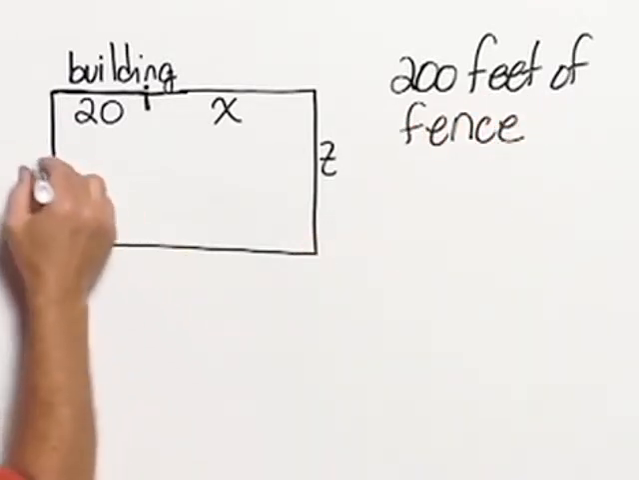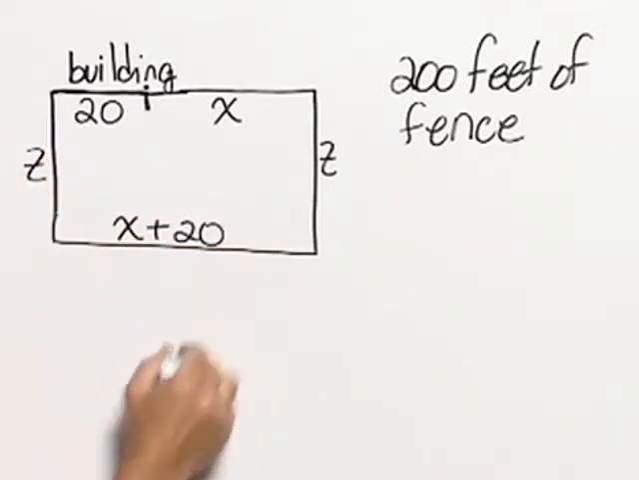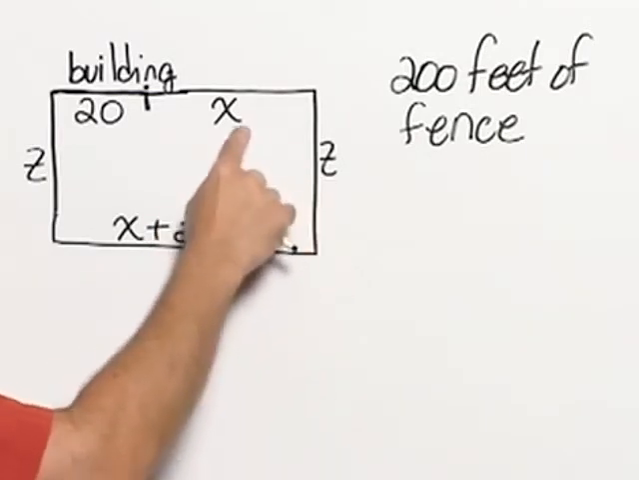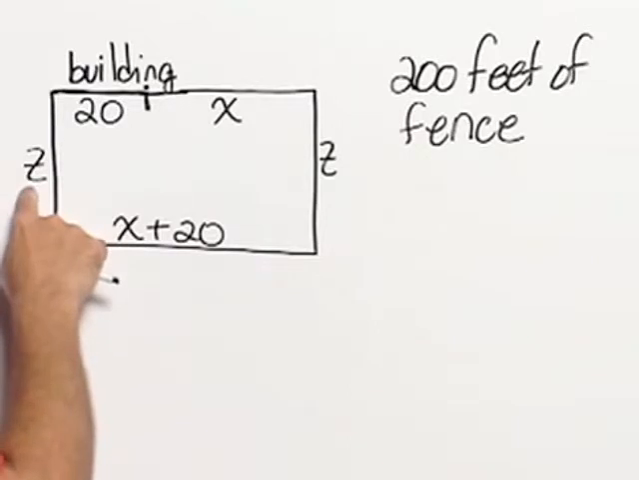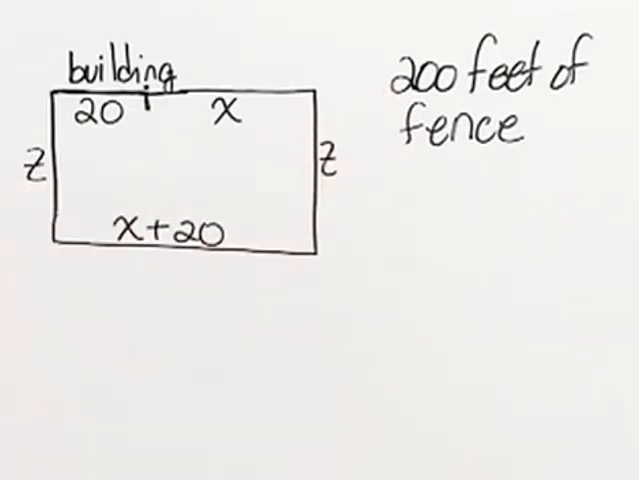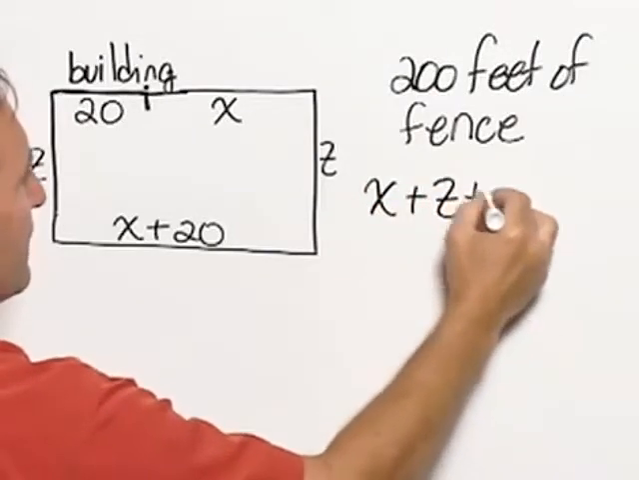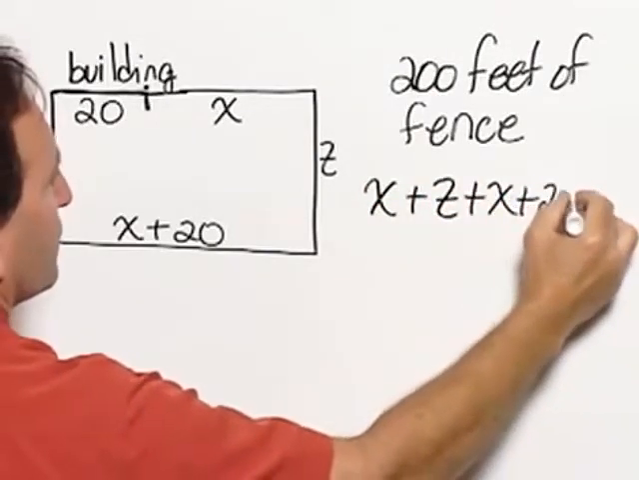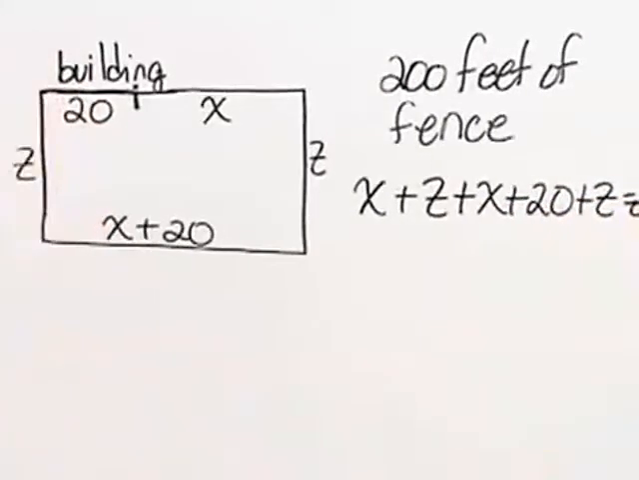Let me point out that this side would also be z, and this side would actually be x plus 20 in terms of the full length of fencing needed. So what we know is when we add up the x, z, x plus 20, and the z, that will have to be 200 feet. In other words, x plus z plus x plus 20 plus z equals 200.